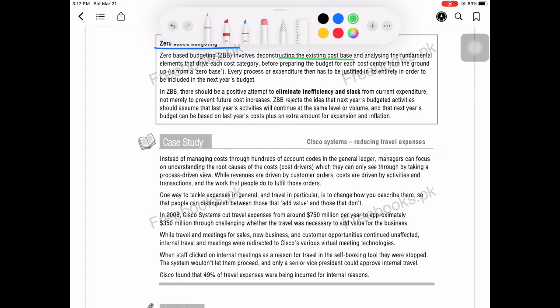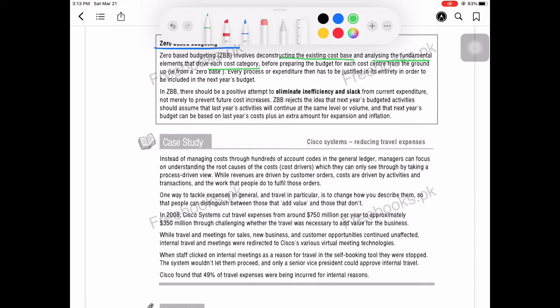It's actually questioning every single element, every single rupee that is being spent as an expense, and analyzing the fundamental elements that will drive each cost category. Also, if that expense is actually necessary for the organization, and if not, you really don't need to incur it. So that is why it starts from the base of zero, that we actually need that expense to be incurred. If not, then we should not, and if yes, if we need to incur, then what is the best price that we can, or which is the lowest price available to us, and we can go only for that.